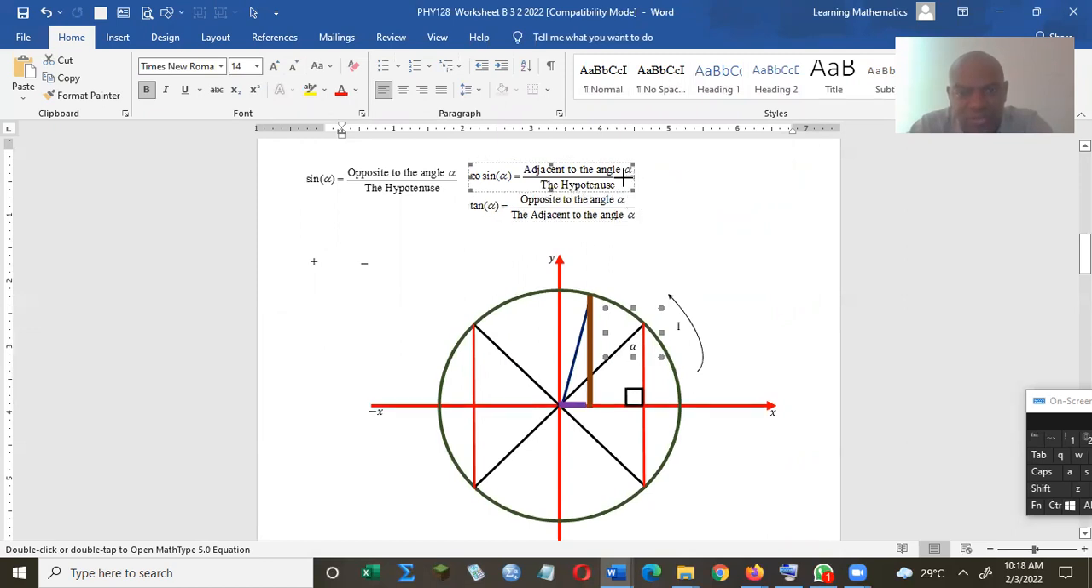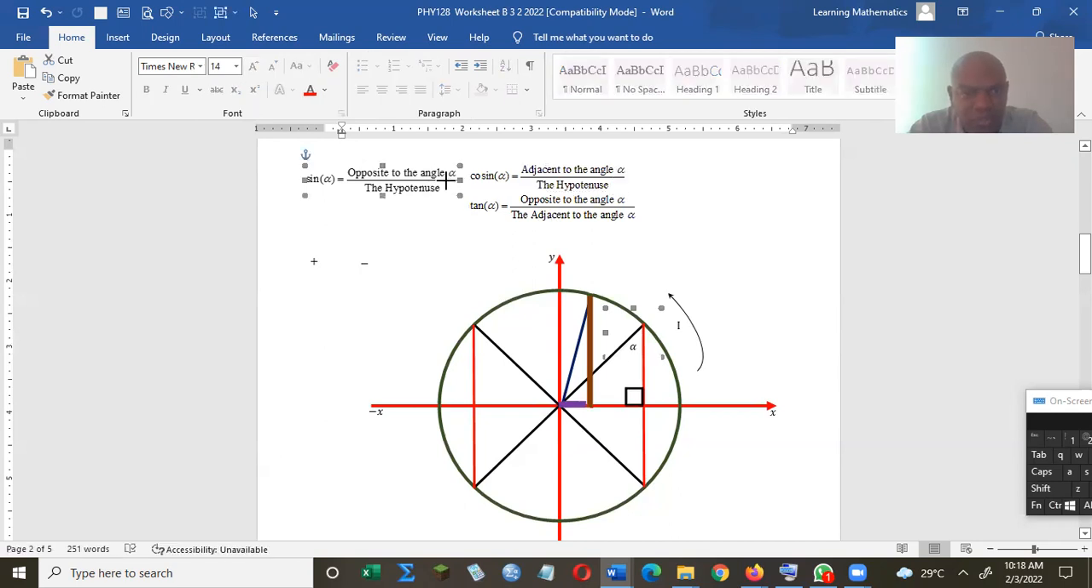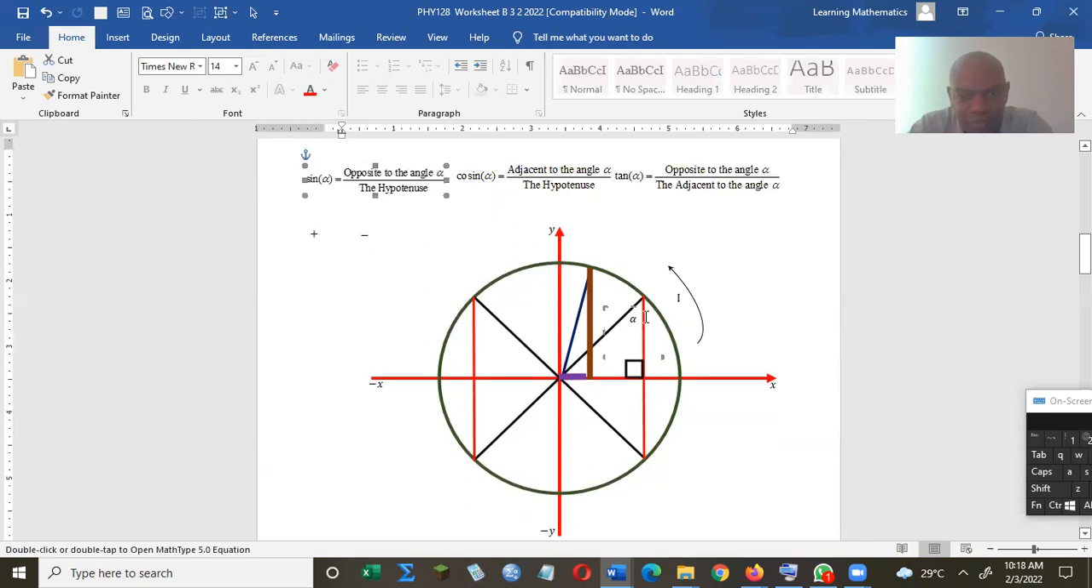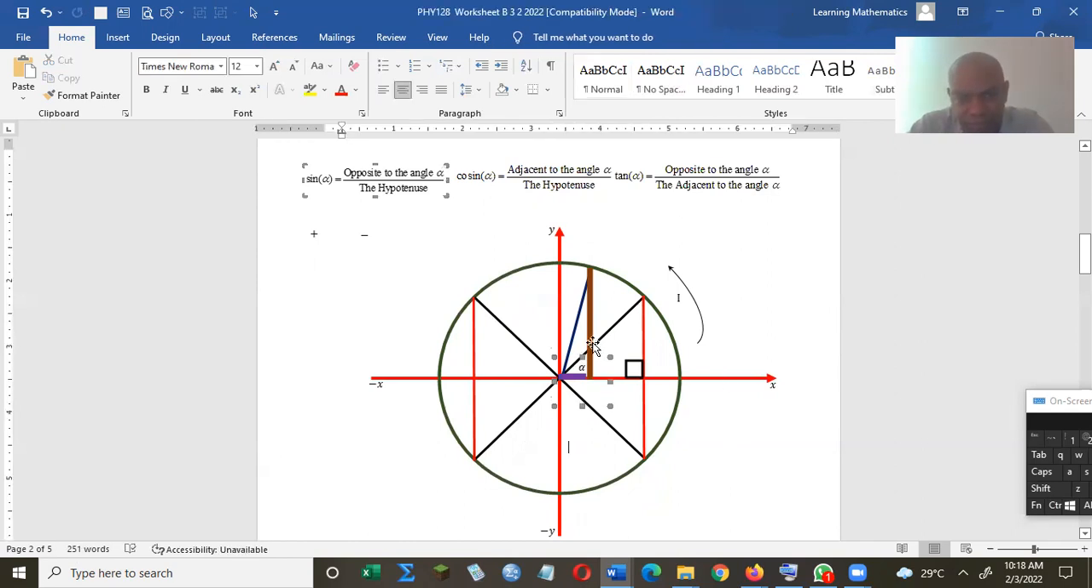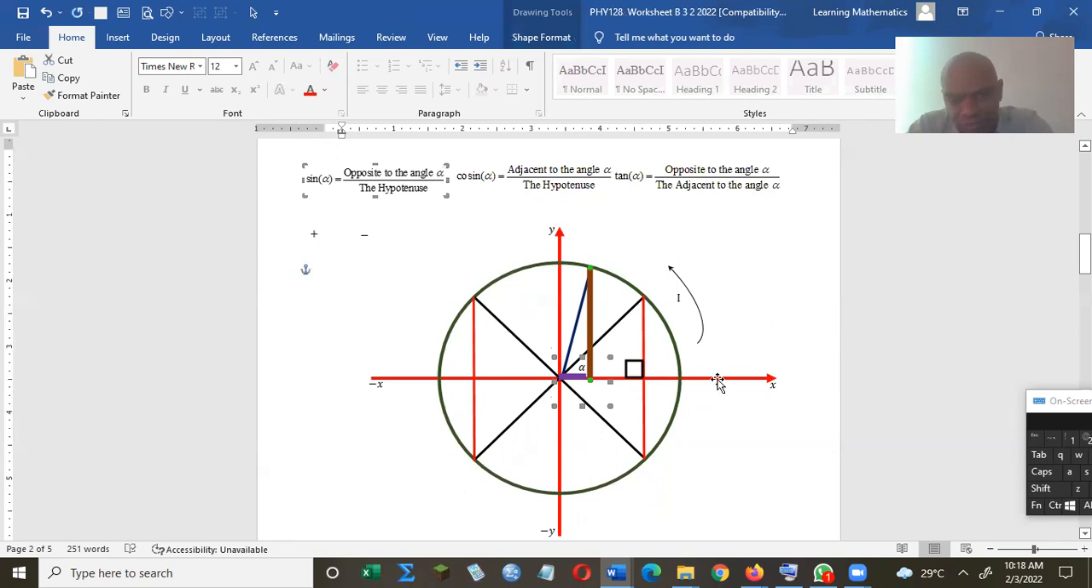So always practice saying opposite to the angle and adjacent to the angle. So all 3 ratios are positive because the vertical as well as the horizontal are positive. Okay, and another thing to note, as you're rotating, this is 0. The angle is 0. If you rotate, the radius rotates anti-clockwise, the angle increases. As you can see, the vertical is increasing and the horizontal is decreasing.